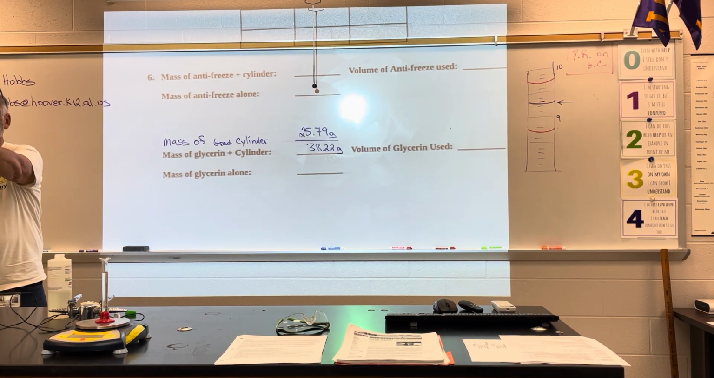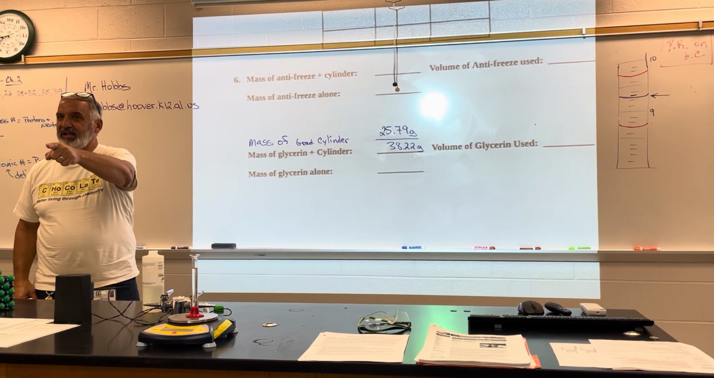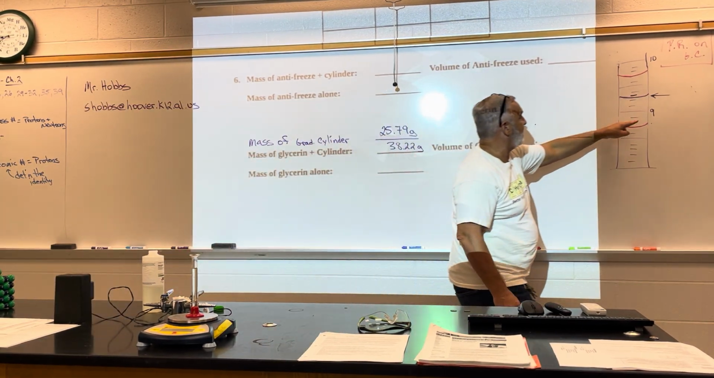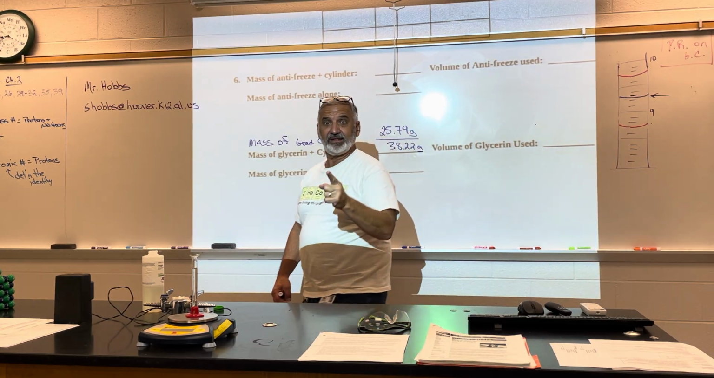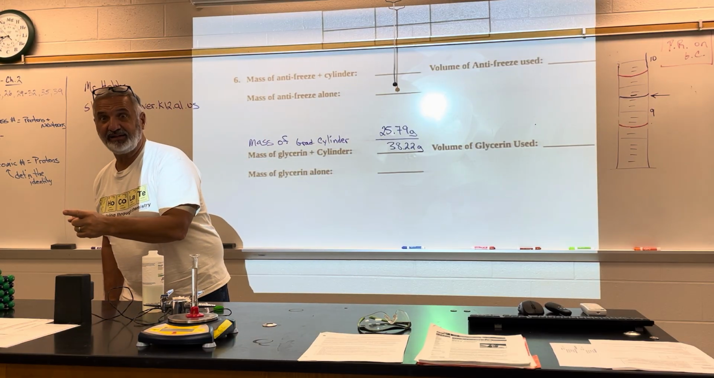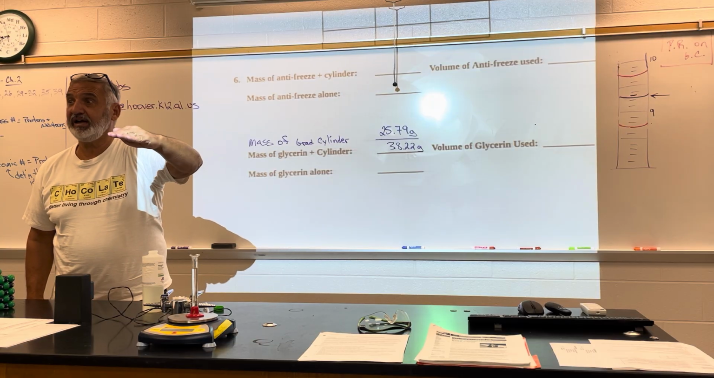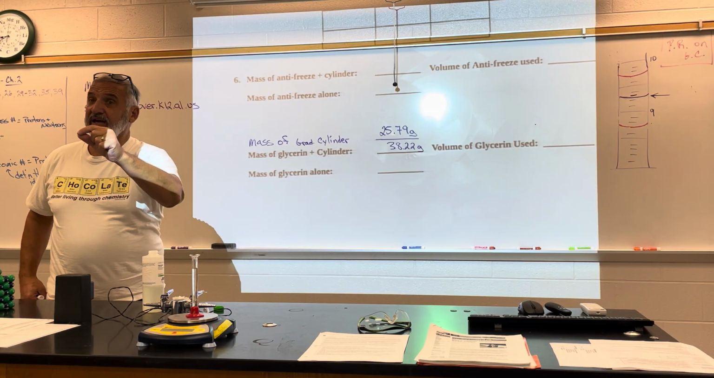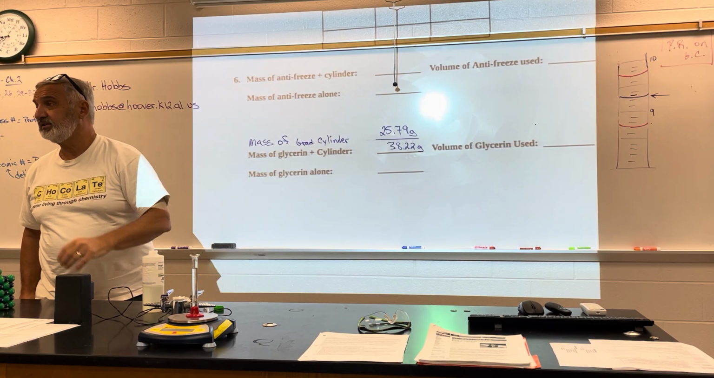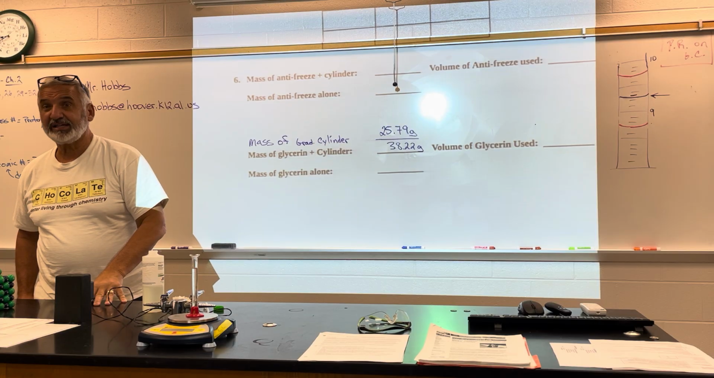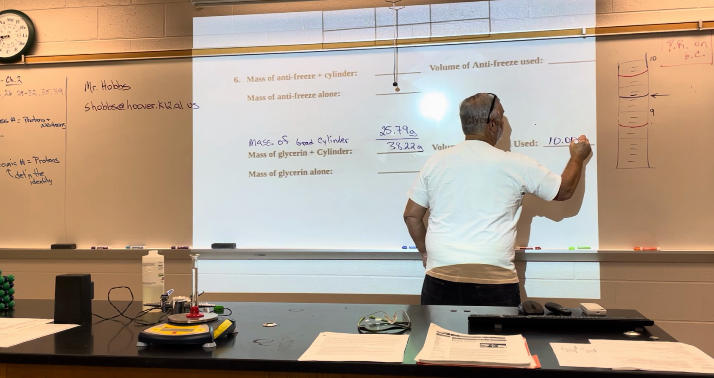Say it again? 10.00. 10.00. So what's the smallest line? The smallest line on this graduated cylinder, if this is 9 and this is 10, the smallest line represents how much? A tenth. And we always go one past. Since it was right on the line, I had to verify it was right on the line. That means I'm guesstimating, okay, so I know it's 10.0 something, 10.00. So my volume used is 10.00 milliliters.